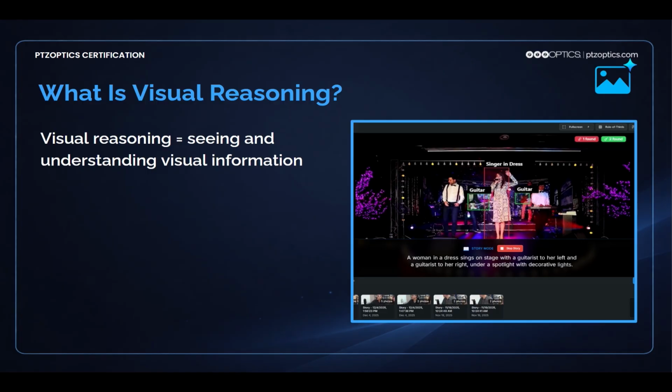So what is visual reasoning? It's the ability to see and understand what you're seeing. For humans, that's easy, but for computers, it's something that's really emerging right now. And it's allowing us to distinguish between a singer in a dress versus someone with a guitar, and take the audio and the video and create a fusion of information that we can use for automation in professional audiovisual.